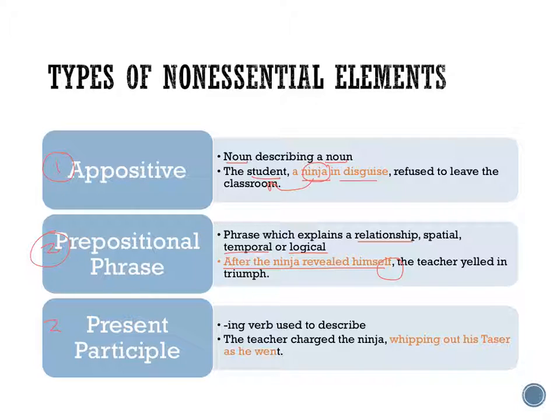Present participle is the third type of non-essential element that we will be taking a look at. Present participles are very easy to identify. They are ing verbs that are used to describe. As an example, the teacher charged the ninja, comma, to glue it on, whipping out his taser as he went. So we've got our ing verb right there to help add some description of what was going on.